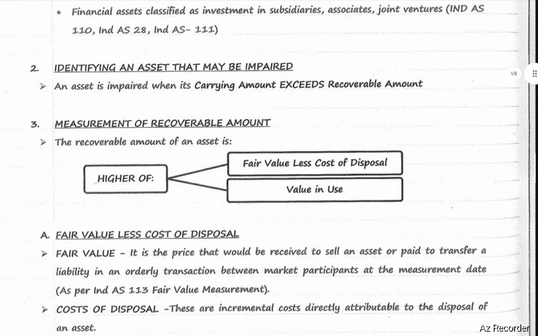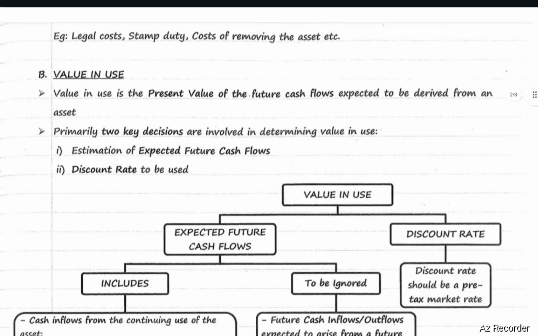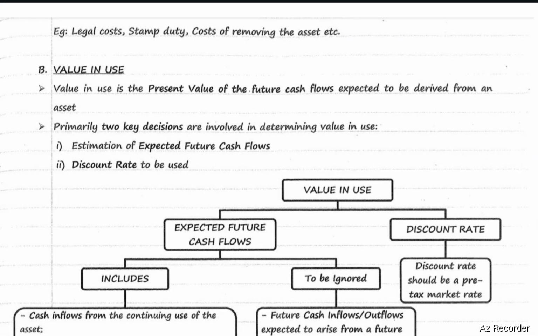How to calculate fair value less cost of disposal? Fair value is the price that would be received to sell an asset or paid to transfer a liability in an orderly transaction between market participants at the measurement date. It will be determined as per Ind AS 113, Fair Value Measurement. What is cost of disposal? These are incremental costs directly attributable to the disposal of an asset. Examples of cost of disposal are legal cost, stamp duty, cost of removing the asset, etc.